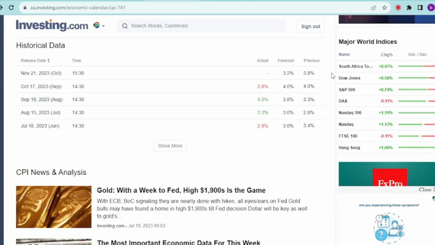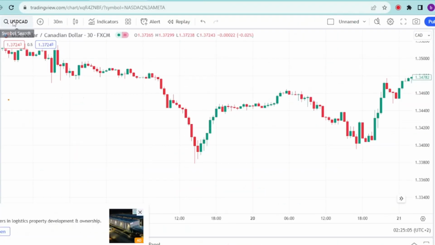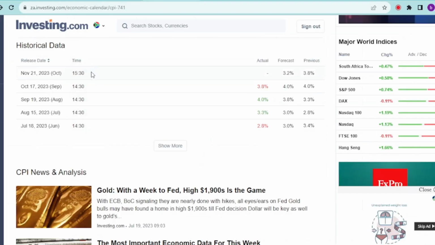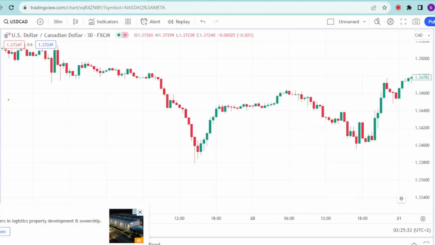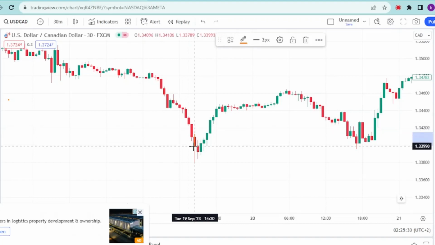That entails a strength gain in the Canadian dollar. Therefore, we'd expect that this USDCAD would be a sell, since the Canadian dollar would be gaining strength. And as you can see here, the news release, in South African time, was at 2:30. This is the candle right here.